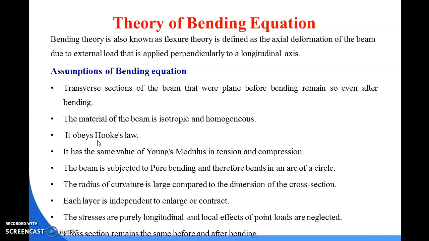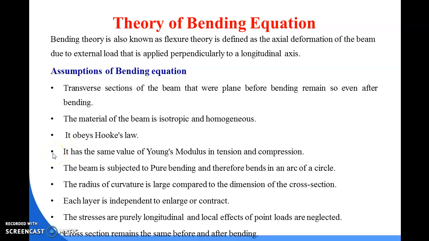So we can say that the material by which we can derive the bending equation should be within the elastic limit. It has some elastic properties so that it can obey Hooke's law. It can't cross the elastic limit.